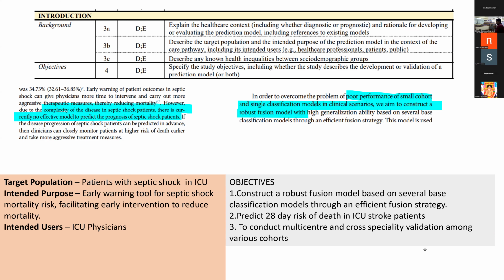And they've also mentioned the target population, intended purpose, and intended users. Their target population was patients with septic shock in ICUs. Their intended purpose was to design an early warning tool for septic shock mortality risk, facilitating early intervention to reduce mortality, and the intended users were ICU physicians. And they've also specified the study objectives, which were to construct a robust fusion model predicting the 28-day risk of death in ICU septic shock patients, and to conduct multi-center and cross-specialty validation among various cohorts. So these are the main objectives which they have specified.